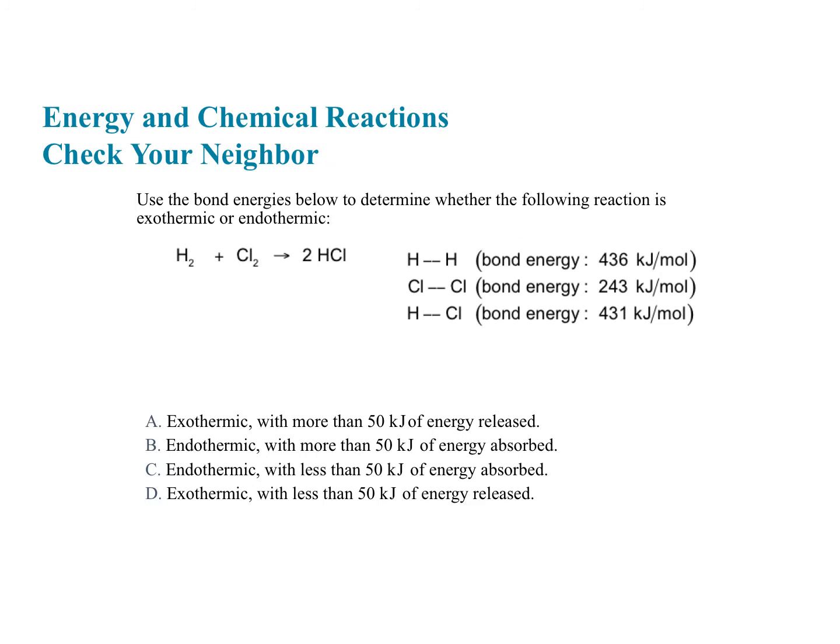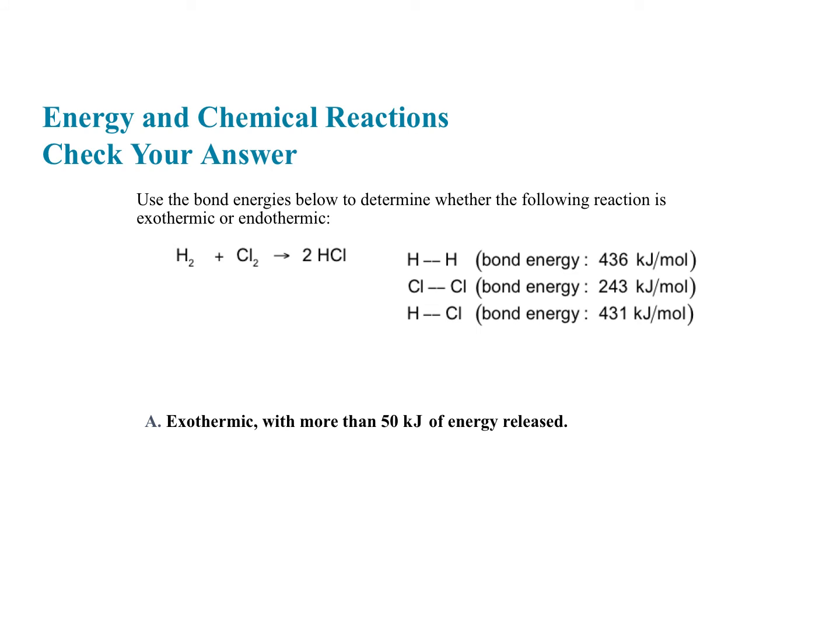So let's look at an example here. We want to have a chemical reaction, so we've got H2 and Cl2. They're combining and they form 2 HCl. The question is, using the bond energies provided over here, we want to determine whether the following reaction is exothermic or endothermic. All of these are asking with regards to 50 kilojoules of energy. The possibilities are exothermic with more than 50 kilojoules of energy released, endothermic with more than 50 kilojoules of energy absorbed, endothermic with less than 50 kilojoules of energy absorbed, or exothermic with less than 50 kilojoules of energy released.